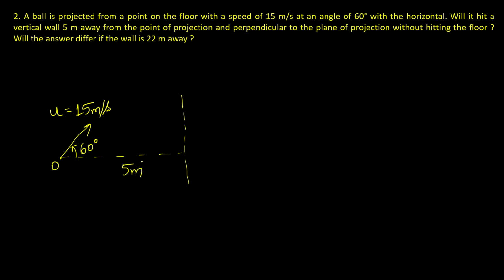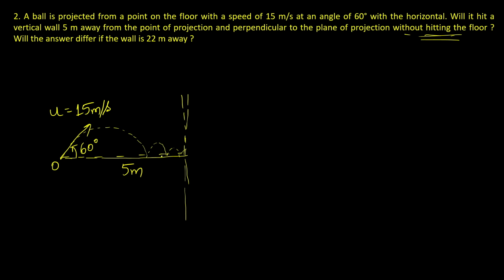So the question is asking, will it hit a vertical wall 5 meter away from the point of projection and perpendicular to the plane of projection? So this is basically the plane of projection. And perpendicular to this, like this, we are having this wall 5 meter away. So we need to check without hitting the floor. Why is this statement important? Because suppose that the range of this projectile motion will be lesser than 5 meter. Just suppose that the particle is going to strike here for the first time. Then after that it will again bounce back like this, and after that again, and after that again, and ultimately it is going to hit this wall.